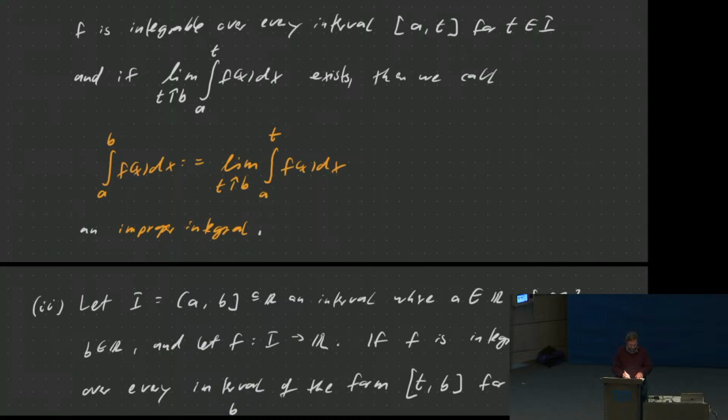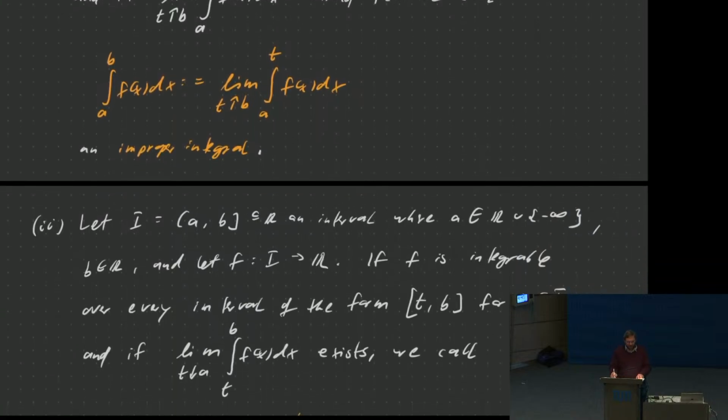So if f is somehow problematic at, for example, this upper bound here, could also be the lower bound, then what you do is you replace this expression by, instead of using that actual upper bound, you just use the limit. You replace that by a limit that approaches that upper bound from below. For the lower bound, you'd approach it from above. And that is called an improper integral. And if that limit exists, the value of the limit is the value of the integral.